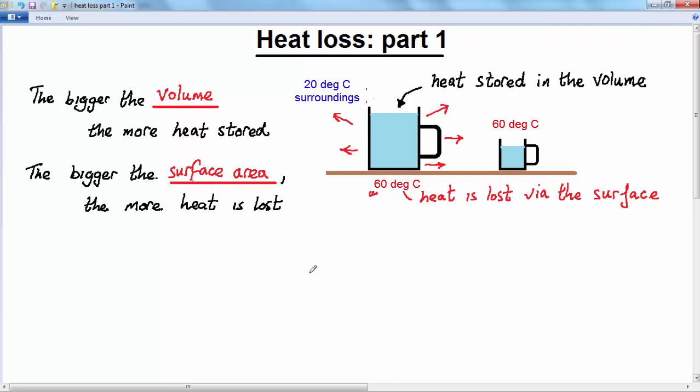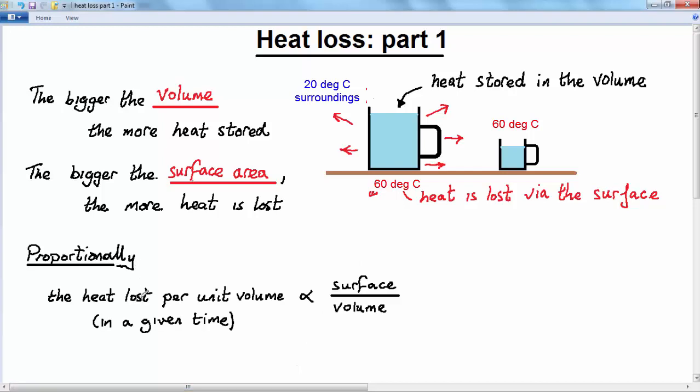So we can say this, that proportionally the heat loss per unit volume of the object in some given time is proportional to the surface area of the object divided by its volume. So this factor here, this ratio of the surface area to the volume of the object, is very important in determining how quickly the temperature of an object will drop.